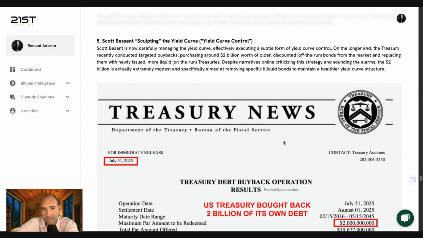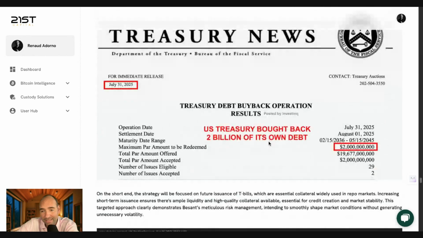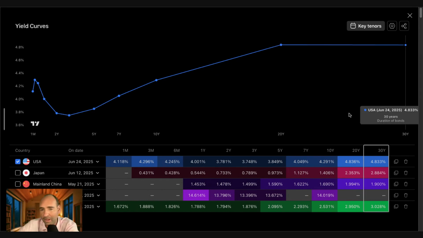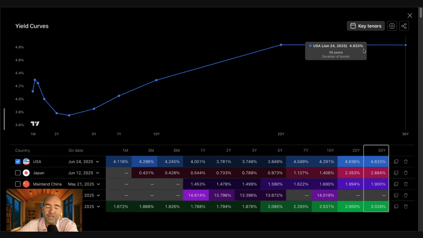So he started with some buybacks of debt. They purchased just a little bit, $2 billion of their own debt, at the end of the month. And this is exactly the opposite way. This is exactly on the long end of the curve. So you see basically Scott Bessent buying this kind of long-term debt that cannot really be used as collateral. It's all about inflation and growth expectations.